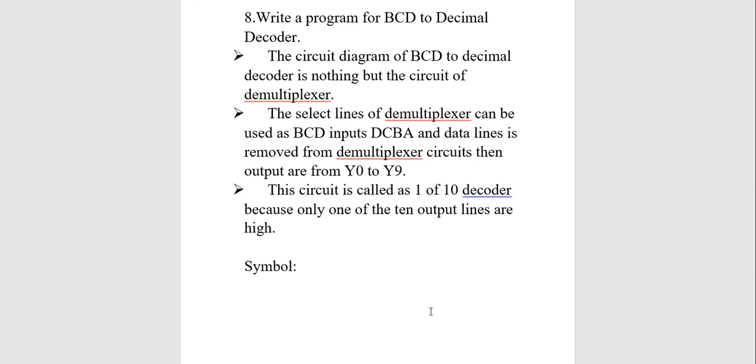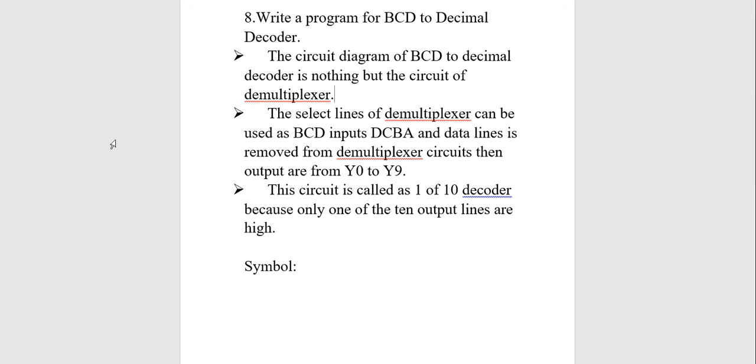In this practical, the circuit diagram of the BCD to decimal decoder is similar to the circuit of a demultiplexer. We have seen what a multiplexer is. The demultiplexer is not there for practical; we will study what a demultiplexer is in the theory part. So this BCD to decimal decoder is similar to your demultiplexer. The select lines of the demultiplexer can be used as inputs, and the data line is removed from the demultiplexer circuit.